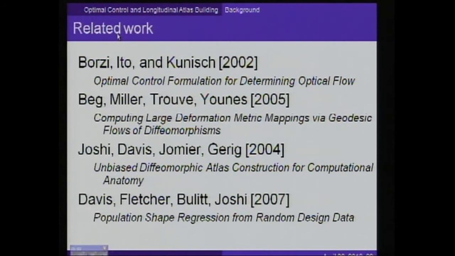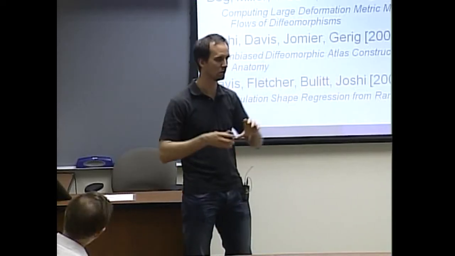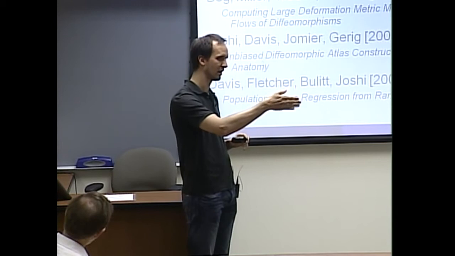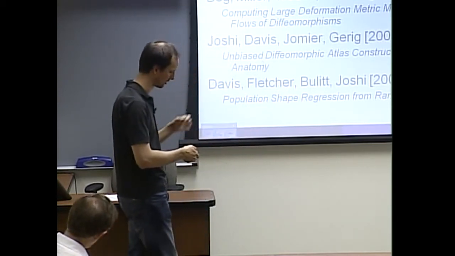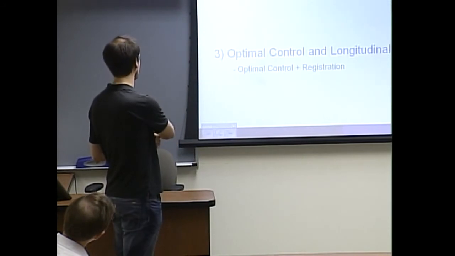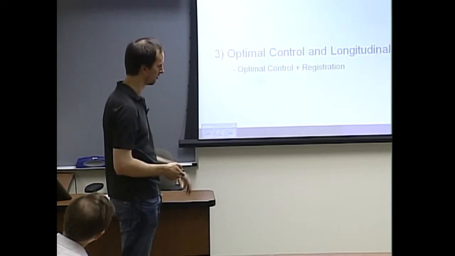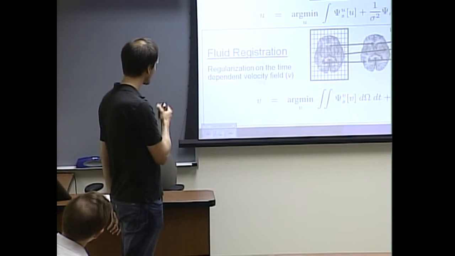And then atlas building is the component algorithm in atlas building that I use is pretty much based on Joshi. And the very first approach to this spatiotemporal atlas building problem, with this kernel weighting at a time, computing this mean image, is work by Brad Davis and colleagues. But I'm going to look at this from an optimal control viewpoint now.